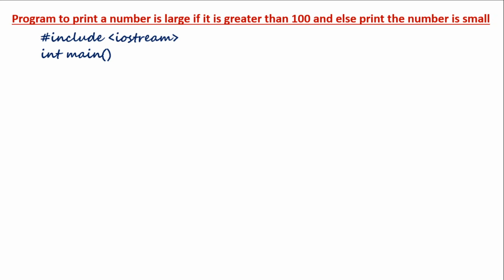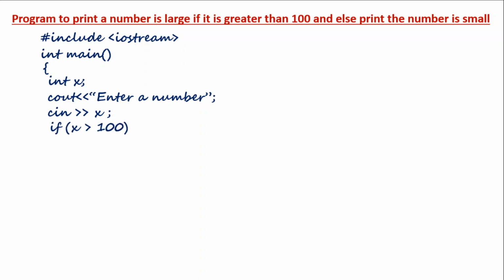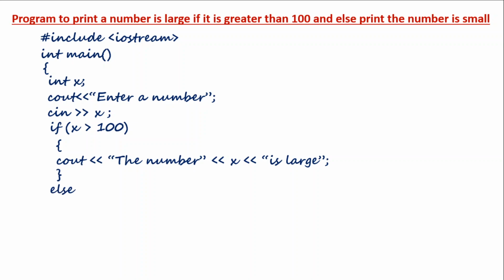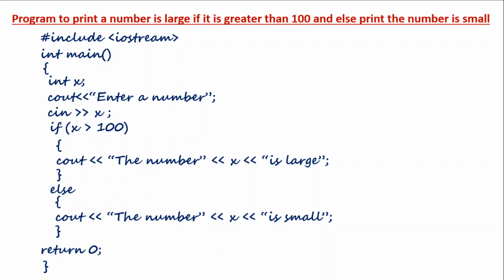So int main, then braces opened, then I have the x variable declared, then you have to cout, then enter the number. When it asks the number, you can enter the number using cin x. Then you have to check the condition. If x is greater than 100, then it has to cout the number x is large. Next is else. If the condition is not satisfied, then it will cout that the number x is small. So you have an option like that also here. Then we end the program by return 0, then close the braces.